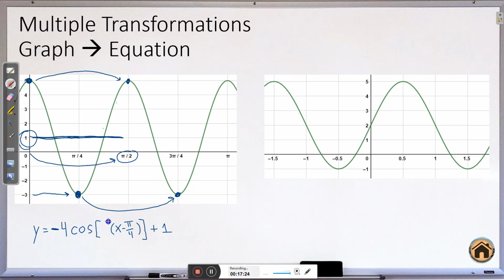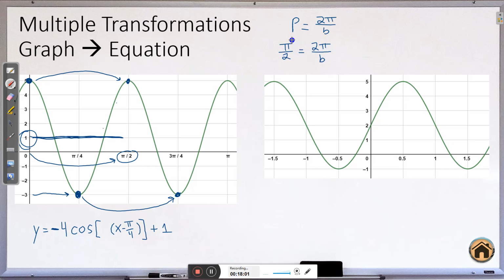Now the temptation is to put that number here, but sadly you don't. That is the period, and we need the b value. So remember our equation is, I'll do it up here, period is equal to 2 pi over b. So we know my period. The period is pi over 2. And we need the b value.